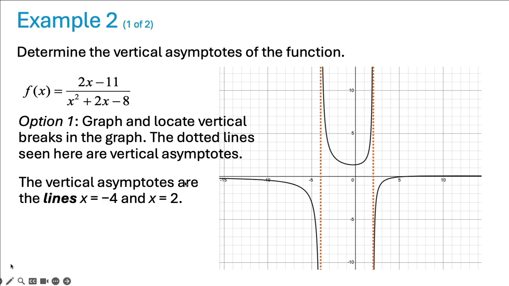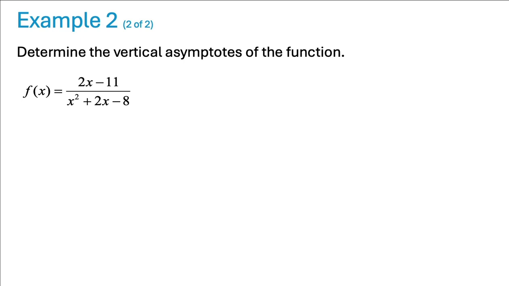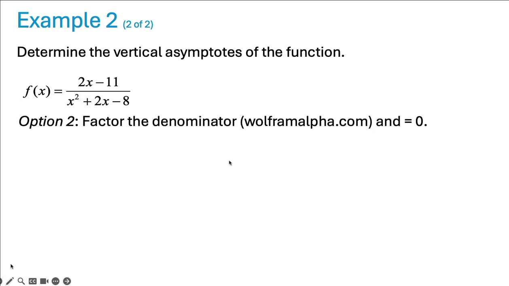The two vertical asymptotes are at the lines x equals -4 and x equals +2. So those are the two orange dotted lines that we are interested in here. That's it. If you're not comfortable looking at the graph, then there's another way.